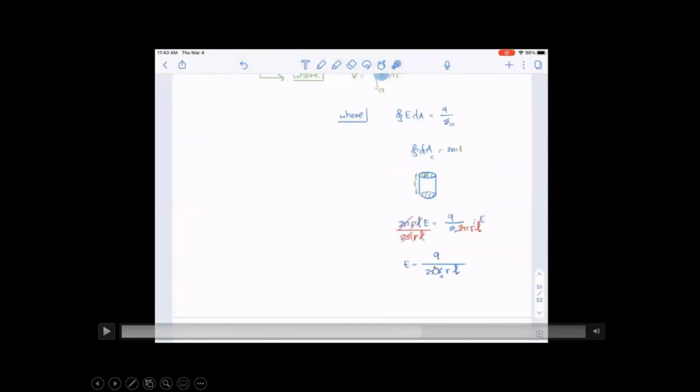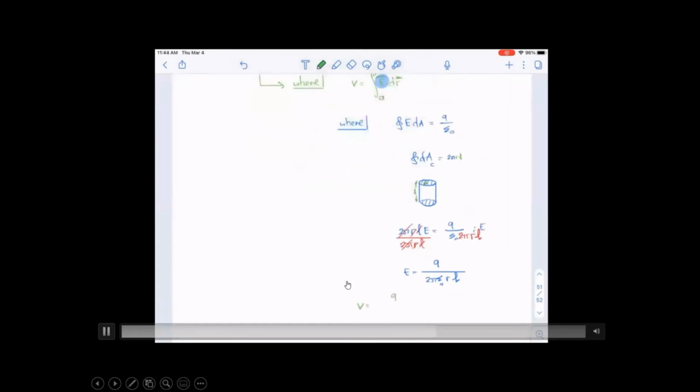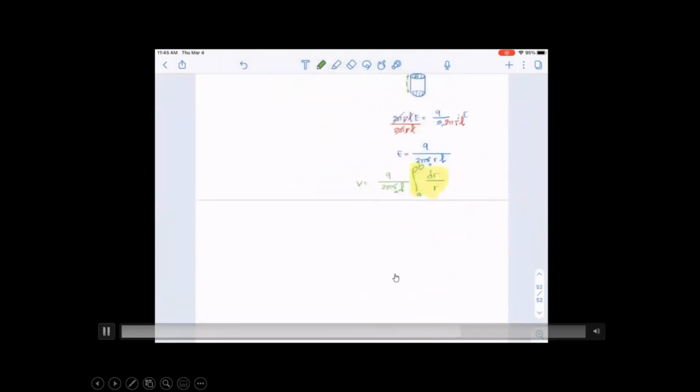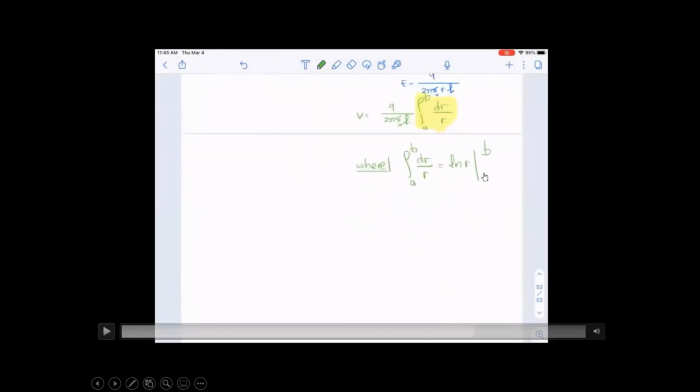All right, so we end up getting a mathematical expression for E. So we just substitute into the voltage equation, and the variable is R. All right, so dr over R. If you integrate it, it's going to be ln of R, natural log of R, which needs to be evaluated between A and B. All right, so this is straightforward at this point. So you can factor out ln, so it's going to be b over a.